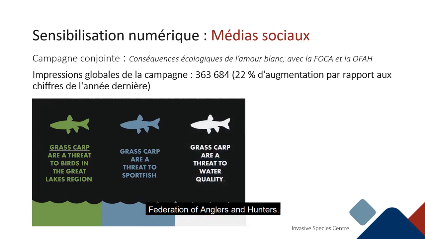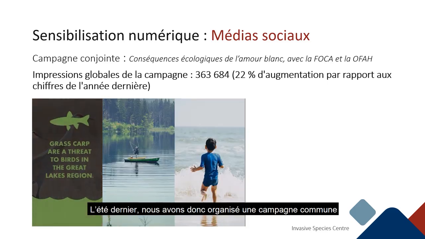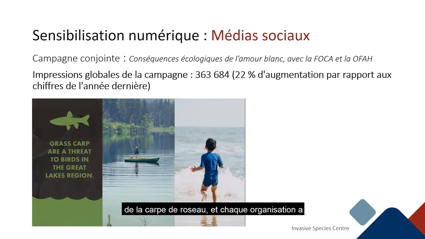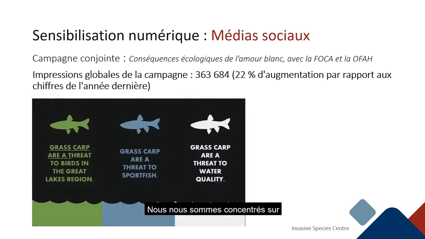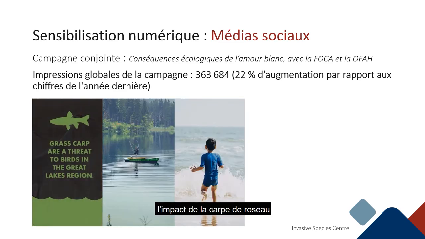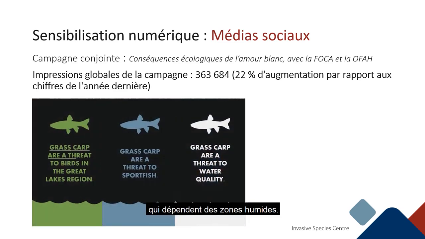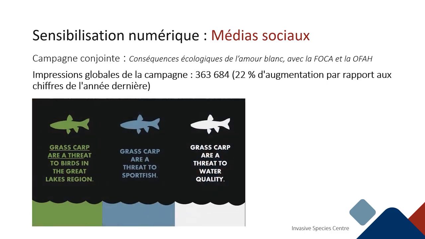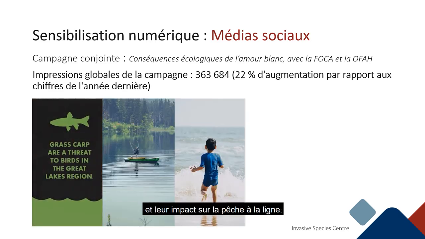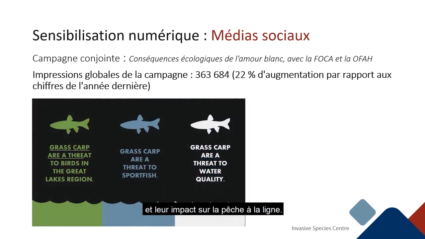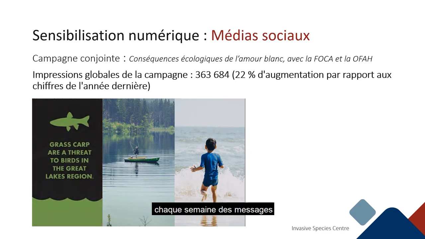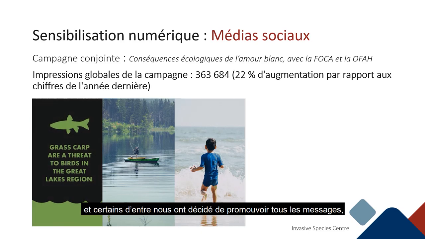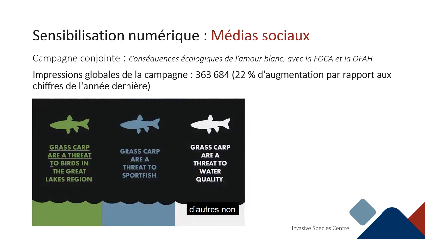So we use social media a lot, and this is just one example of a campaign that we've run, and we did this in partnership with Federation of Ontario Cottagers Association and the Ontario Federation of Anglers and Hunters. So this past summer, we hosted a joint campaign that focused on the ecological impact of grass carp, and each of the organizations took a different approach. So we focused on how grass carp would impact different bird species that depend on wetlands. FOCA focused on water quality and how it might impact cottaging, and the OFAH focused on different sport fish and how it could impact angling.